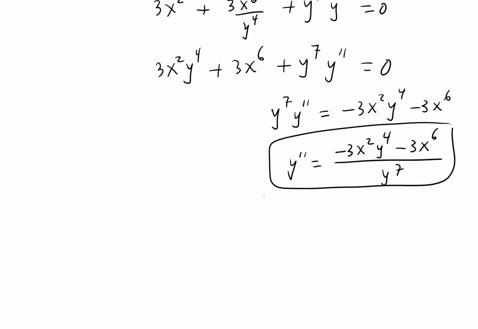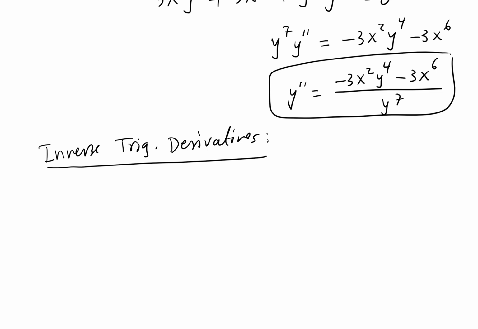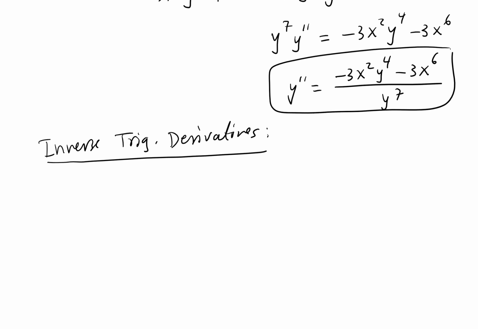There's another part to this section. It talks about inverse trig derivatives. We'll show you formulas to find derivatives for inverse trigonometric functions. The first one is sine inverse of x. And remember, you can rewrite this as arc sine of x, or u, let's say u. It doesn't have to be just x, it could be any function u.